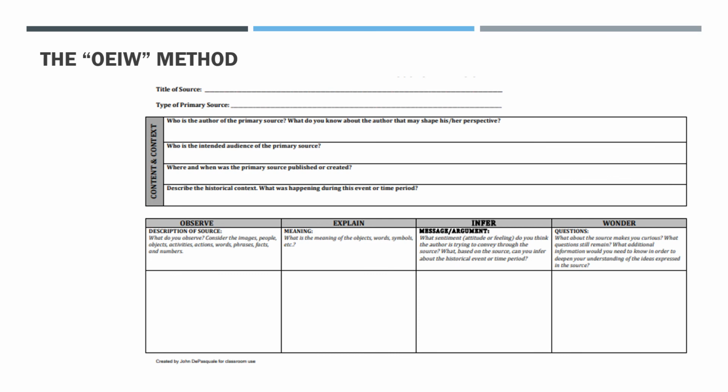And I attached to this slide a typical spreadsheet or a document that can be used for this source analysis. So you can give it to the students and they just need to follow the graph and try to fill in the boxes, looking at the origin of the source, in observing, explaining the meaning of the source, inferring, looking at the message, the hidden message of the source, and wonder is what questions come up to our mind when we look at it.